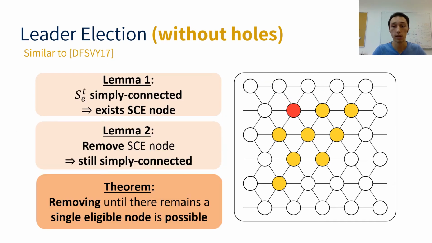Now, this algorithm's correctness is quite straightforward. Lemma 1 here states that if the shape of eligible nodes is simply connected, then there must exist an SCE node in that shape. Lemma 2 states that if you remove that node from the shape, then the newly obtained shape is still simply connected. Since initially the shape of eligible nodes is simply connected, you can just keep applying lemma 1 and lemma 2 iteratively to show that the algorithm removes SCE nodes until a single eligible node remains, after which a leader is elected.